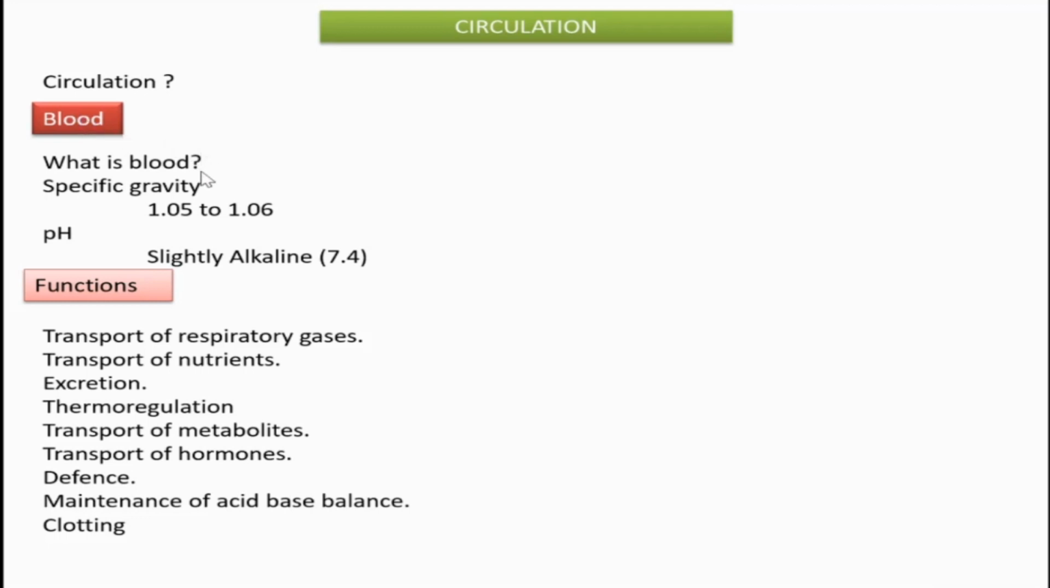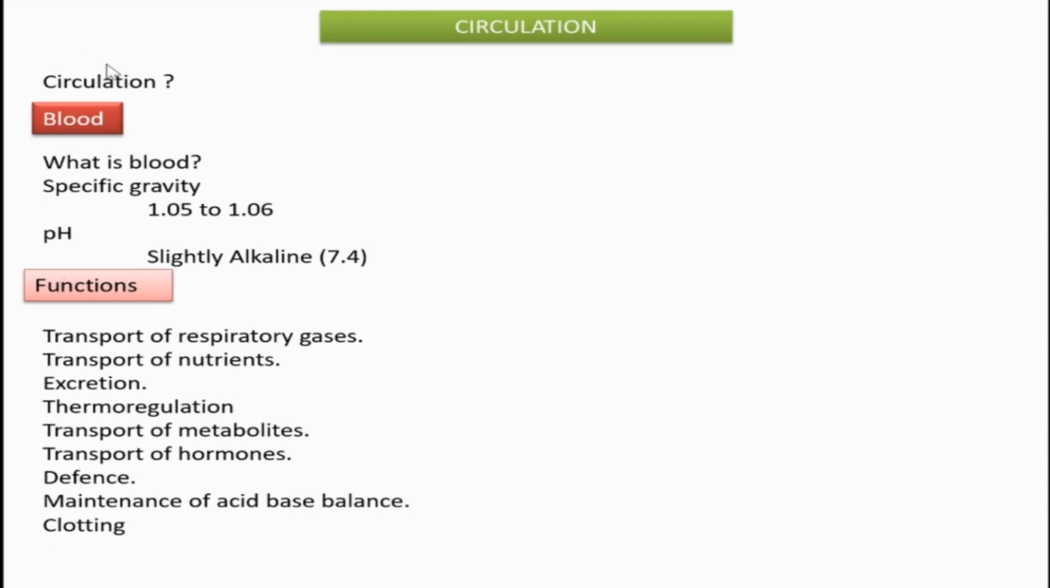So, what is blood? Blood is a fluid connective tissue. It is a tissue. Tissue means what? Tissue is a group of cells that perform some common function. So, blood is also a type of tissue. It's a fluid connective tissue.